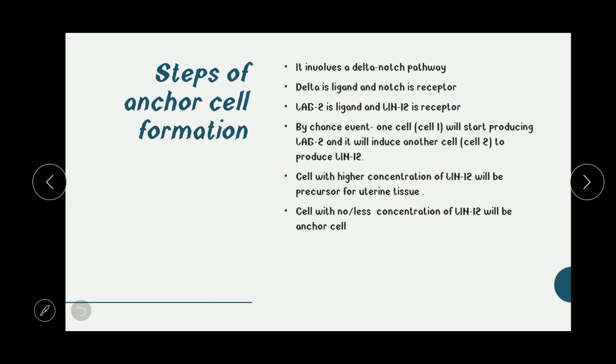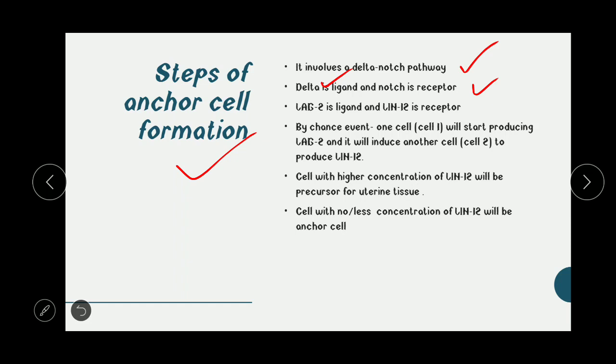So what are the steps? As we have already discussed this in the form of a diagram, now we will see the steps. First of all, it involves the delta notch pathway. Delta is the ligand here and notch is the receptor. So the ligand receptor pathway is also called the delta notch pathway, and this is a kind of juxtacrine signaling. You have seen different kinds of cell signaling, that is autocrine, paracrine, juxtacrine, endocrine. Juxtacrine signaling is a mode of contact dependent signaling.